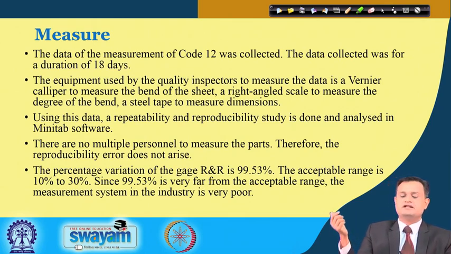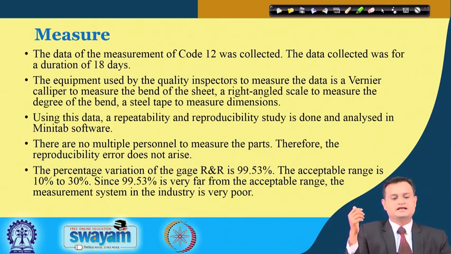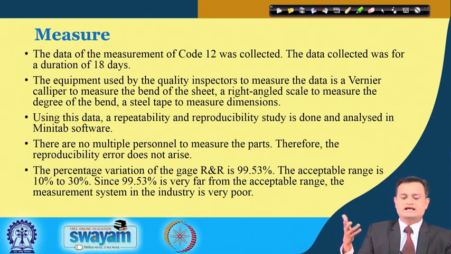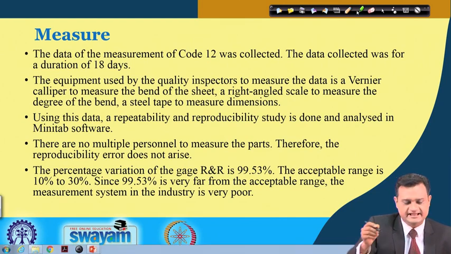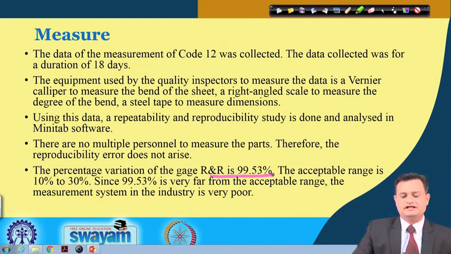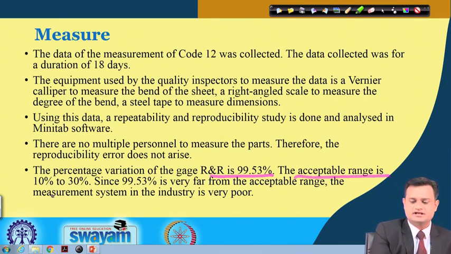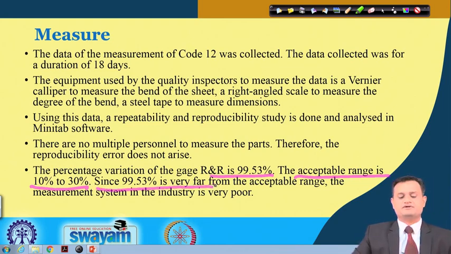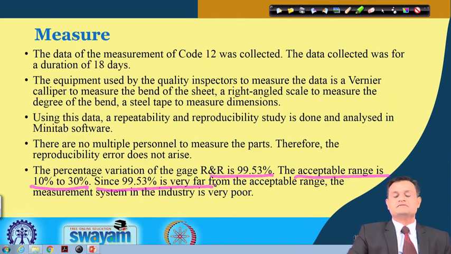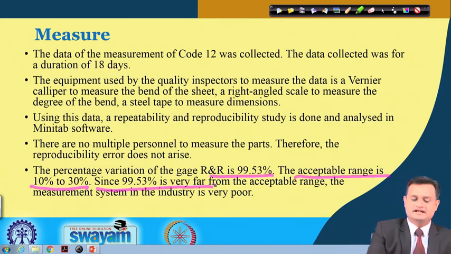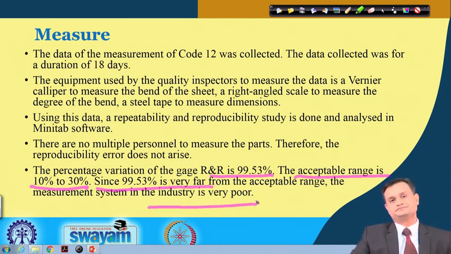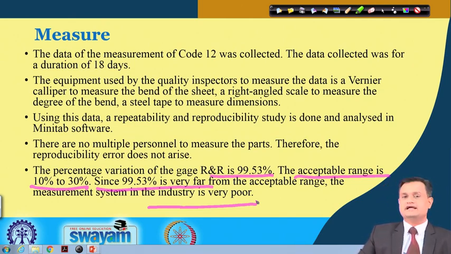Using this data, a repeatability and reproducibility study was done, and Minitab software was used for convenience. What you can find is that gauge R&R is 99.53%. So I can say that my gauge is not in the acceptable range, and the acceptable range is 10 to 30%. Since 99.53% is very far from the acceptable range, the measurement system is very poor. So this is something that I can reveal from the gauge R&R.